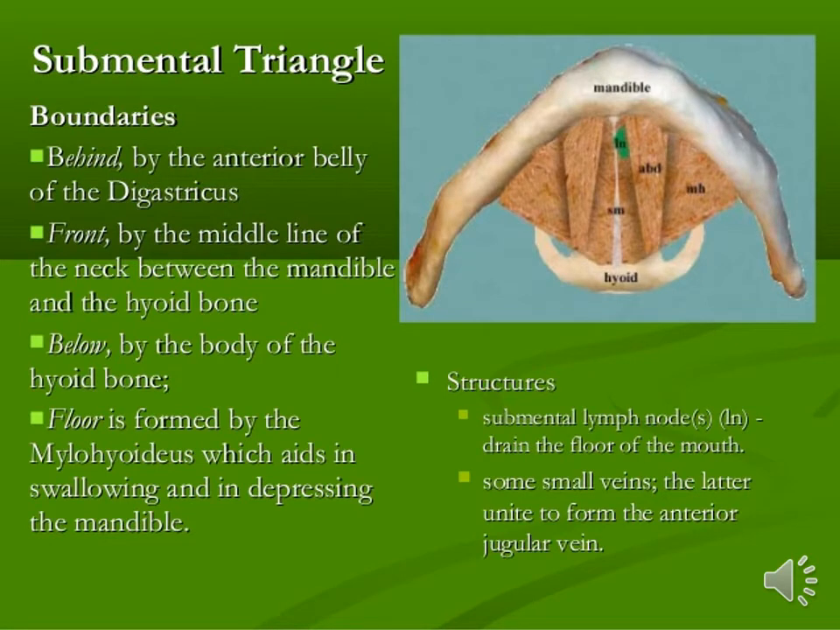The second triangle is the submental triangle. Its boundaries: behind, the anterior belly of the digastric muscle; in front, the midline of the neck between the mandible and the hyoid bone; below, the body of the hyoid bone. The floor is formed by the mylohyoid muscle, which aids in swallowing and depressing the mandible. The structures within this triangle are the submental lymph nodes, which drain the floor of the mouth, and some small veins that later unite to form the anterior jugular vein.